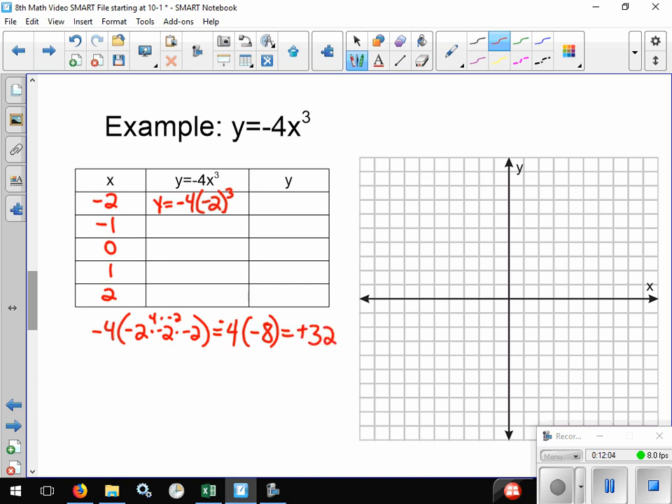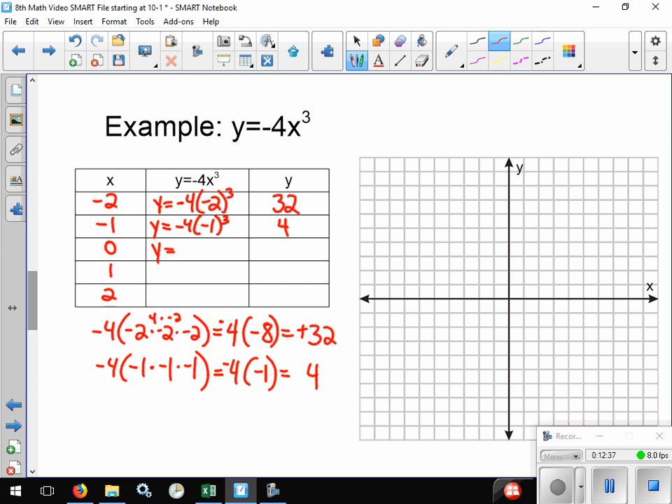So we're probably not going to graph the 32, because that's way off our grid. Really far off our grid. But we can do the next one. Y equals negative 4 times negative 1 cubed, and we get negative 4 times negative 1 times negative 1 times negative 1, and we know that that is all negative 1 times negative 4. That gives us a positive 4. That we can graph on our grid a little bit easier.